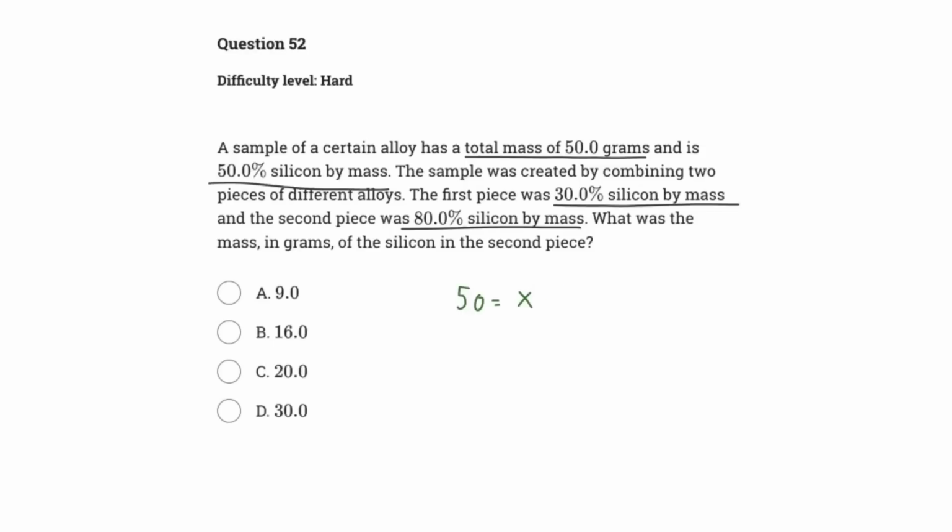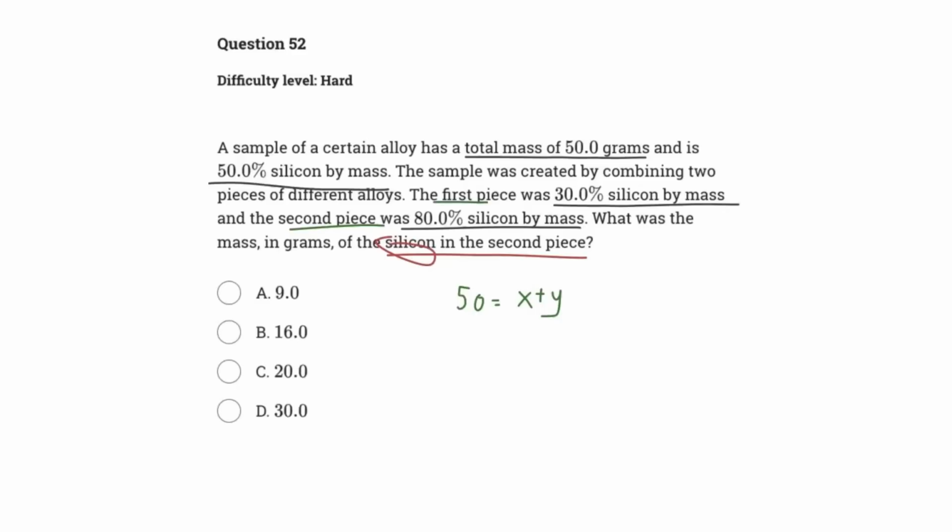So what we want to define here is essentially x is just the total mass, important to note, total mass of the first piece, and then y is the total mass of the second piece. But what we want to solve in the problem is the mass in grams of the silicon, only the silicon in the second piece. So how exactly do we do it?